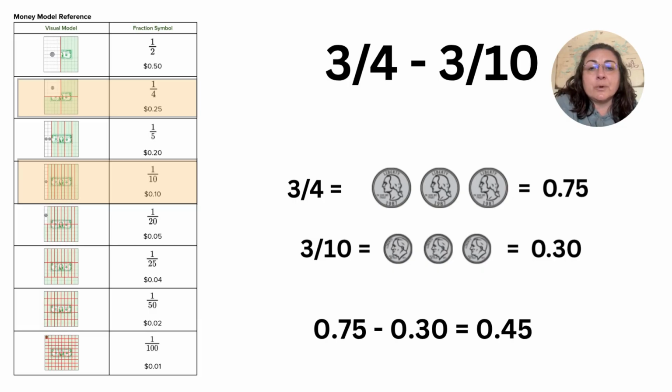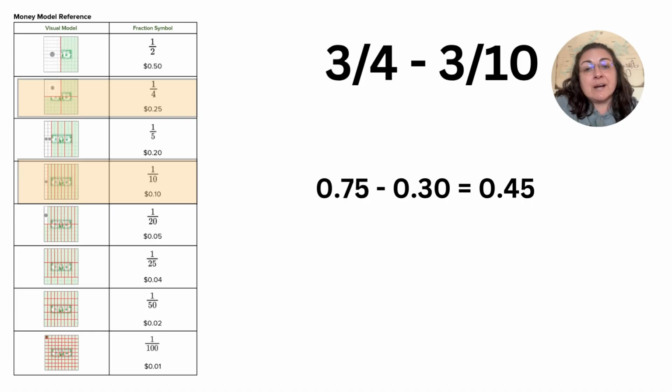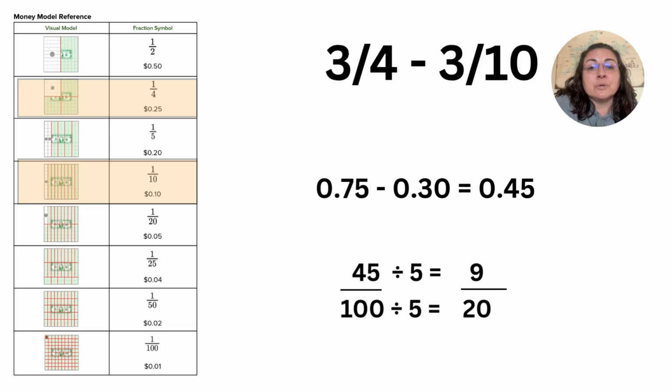0.75 minus 0.30 equals 0.45. To convert this back to a fraction, I write it the way I say it, 45 hundredths, or simplified, 9/20ths. As you can see, it doesn't matter if I use fractions or decimals to solve the problem. Either way, I get the same answer because fractions and decimals have common values. We can just write those values two different ways.